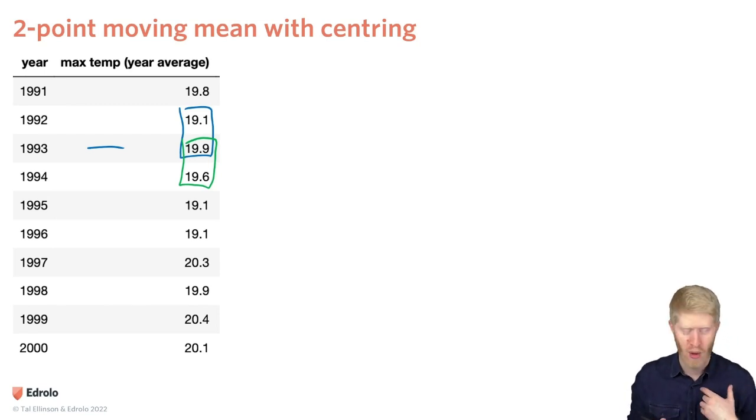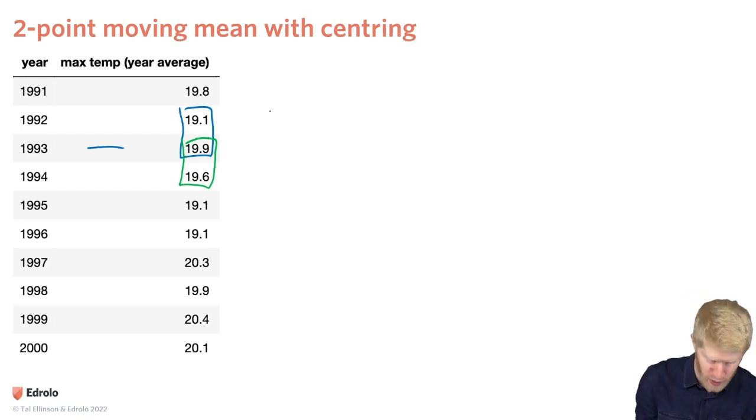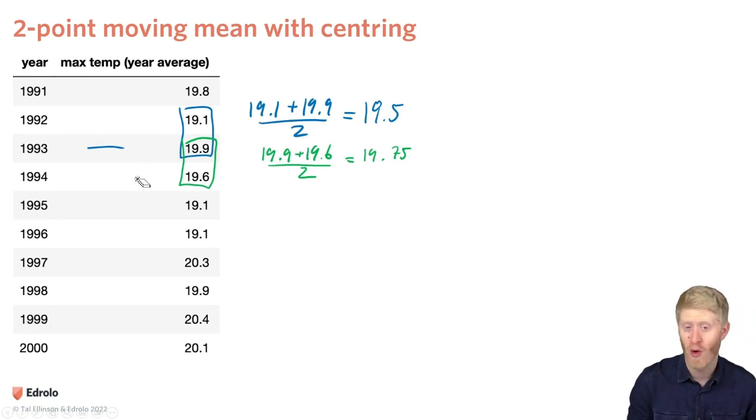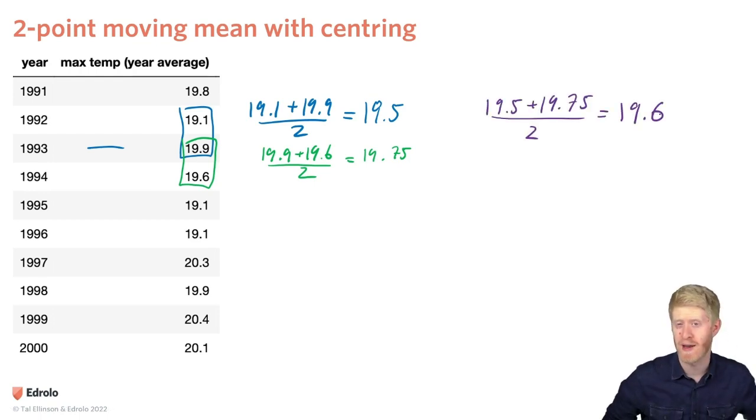There's no reason why we should bias towards 92 or towards 94. So this is how it would look. The question is, which one should we choose? Should we go with the average of these 2 or should we go with the average of these 2? And of course, the answer is we don't want to bias towards one or the other. So let's take the average of both. And we get 19.6. Now, why do we do this?